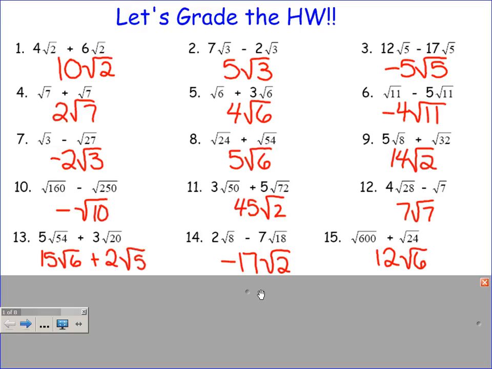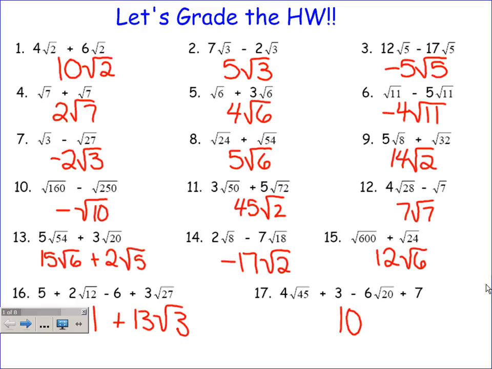Number 13, when you simplify these things, you'll notice the radicands are 6 and 5. You cannot combine those. So it would just be 15 times the square root of 6 and 2 times the square root of 5. Number 14 is negative 17 times the square root of 2. And 15 is 12 times the square root of 6.